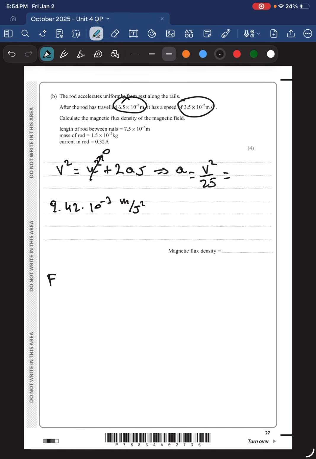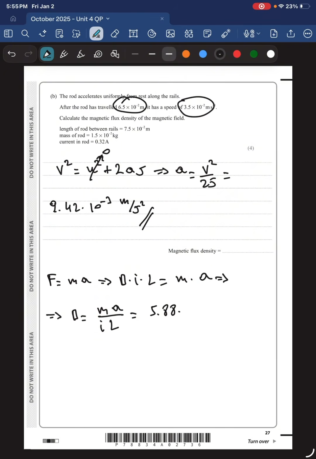And now from F equals ma, we know that the force is B times I times L, and this is m times a. So we have to solve for B because this is what we are looking to find. So B is ma over IL. The mass is 1.5 times 10 to the negative 2 kilograms, the acceleration is what we found earlier, I is 0.32 amperes, and the length of the rod is given. If we plug everything in, we find 5.88 times 10 to the negative 3 teslas.